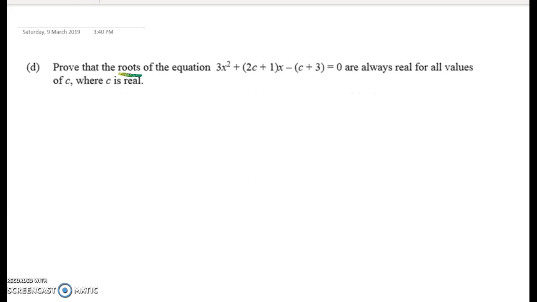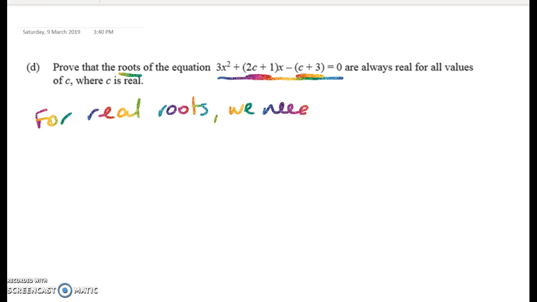So we have to prove that the roots of this quadratic equation are always real for all values of c, where c is real. In other words, we've got real coefficients on this thing, not complex ones. So we want to start out by explaining what we're going to do, which concerns the discriminant. So for real roots, either 1 or 2, we need b squared minus 4ac greater than or equal to 0. Now I'd be loose when I was marking this if you'd said strictly greater, because it does say plural roots, not just one.